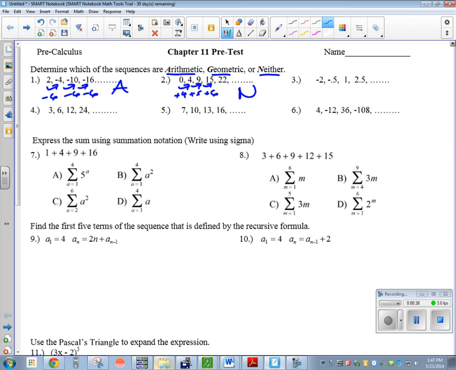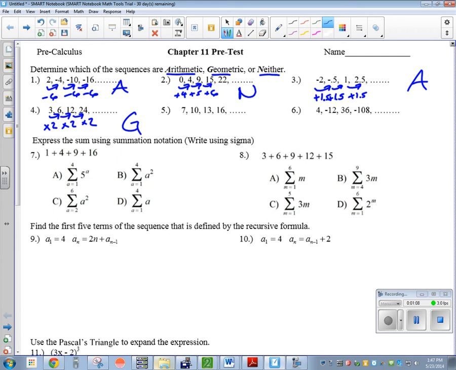The next one, we're going from 2 to negative 1.5. Looks like we added 1.5, then added 1.5, and then 1 plus 1.5 gets me 2.5. So it's a little bit weird, but I am adding 1.5 each time, so that makes it arithmetic. That's one many kids will miss. Number 4, 3 to 6, multiply by 2, 6 to 12, multiply by 2, multiply by 2, multiplying by the same number each time, geometric.